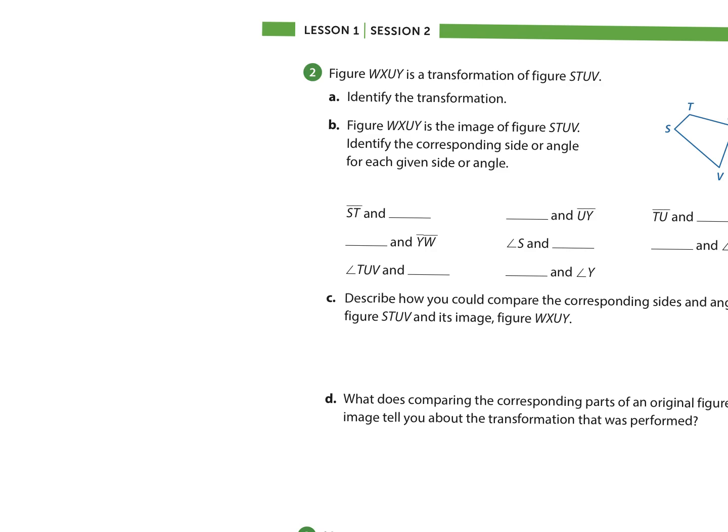Okay, so the next part of this lesson is being able to identify corresponding angles. So just like we found the sides that were in the same spot on the pre-image and the image, now we need to find the angles that are in the same spot. But to do that, we need to know the different ways to name an angle.